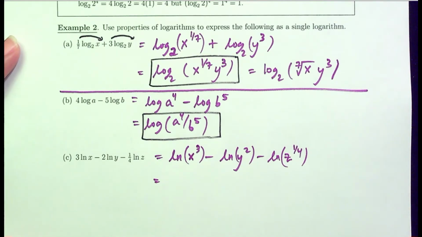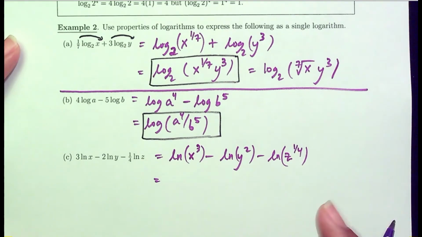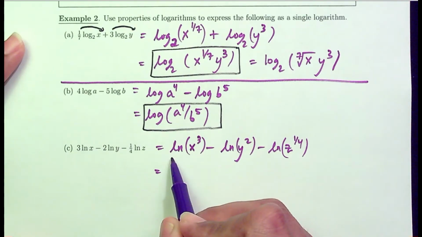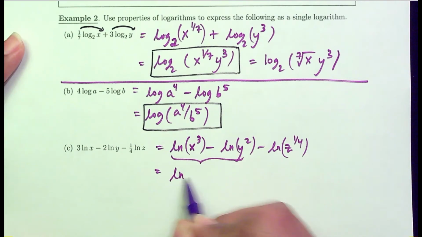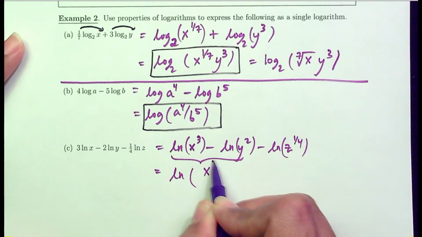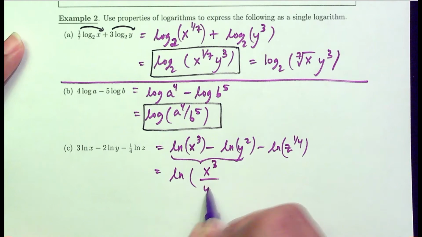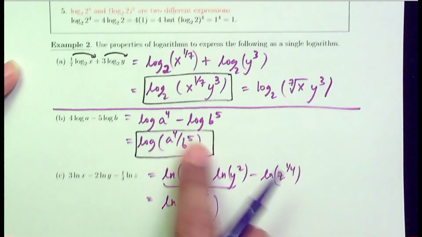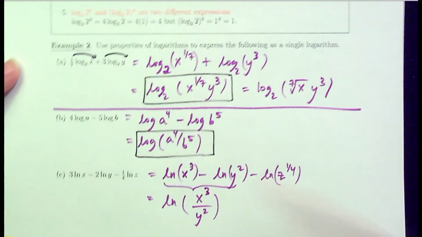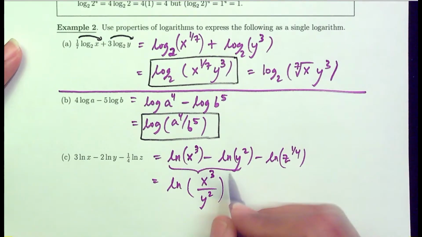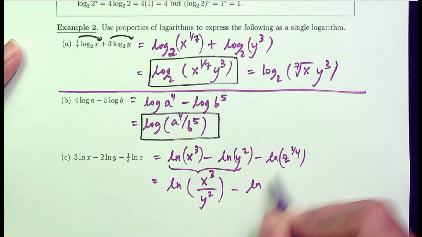Okay, and now there's many ways you can tackle this. You can take the first two. That's a difference. So you could do ln of x cubed over y squared. Again, I'm using the same property I just used in this one. A difference of logarithms becomes a quotient. So the quotient of those minus, and then just leave this one as is. We'll take care of it in the next step.